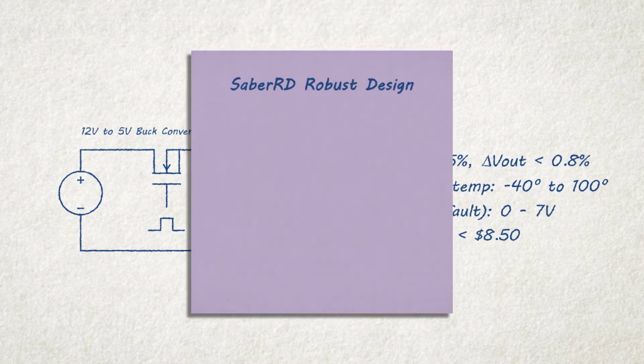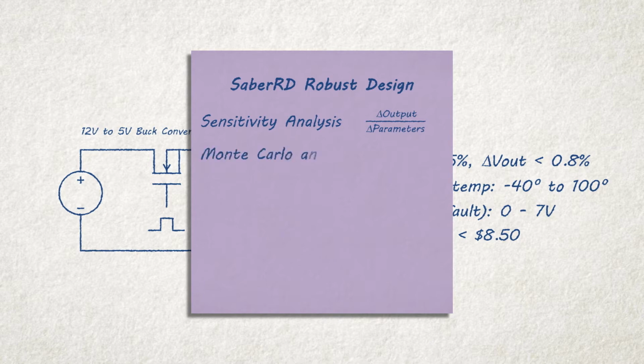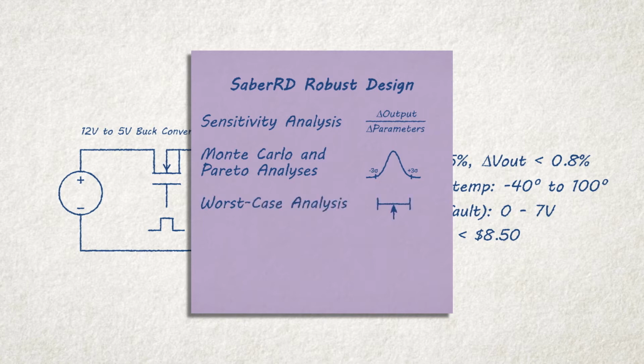Sabre RD provides a complete set of tools dedicated to robust design. Sensitivity analysis determines which components have the greatest impact on design performance. Monte Carlo and Pareto analyses are crucial tools for Six Sigma initiatives. They examine how statistical variations affect design performance. Worst-case analysis identifies the extreme performance corners of your design, considering all component and environmental variabilities.